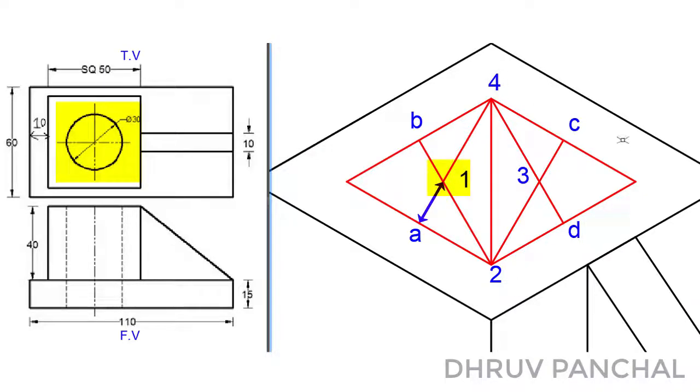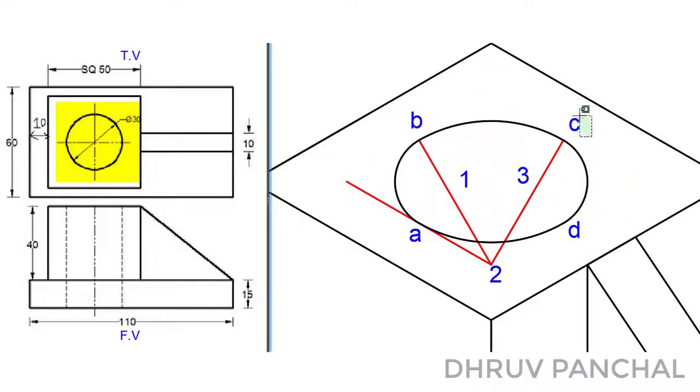Now with the help of a compass, take distance A1 as a radius and point 1 as a center, draw an arc. Take distance B2 as a radius and point 2 as a center, draw an arc. Take distance C3 as a radius and point 3 as a center, draw an arc. Take distance D4 as a radius and point 4 as a center, draw an arc. Our isocircle is completed.